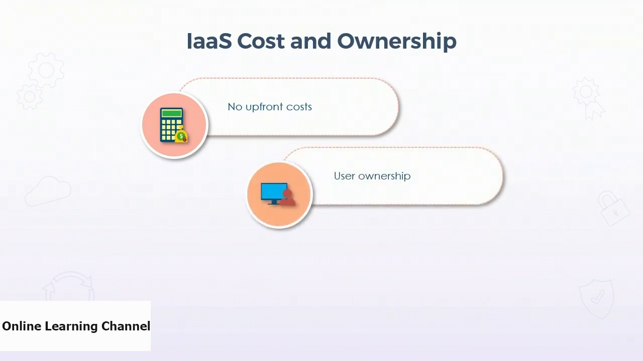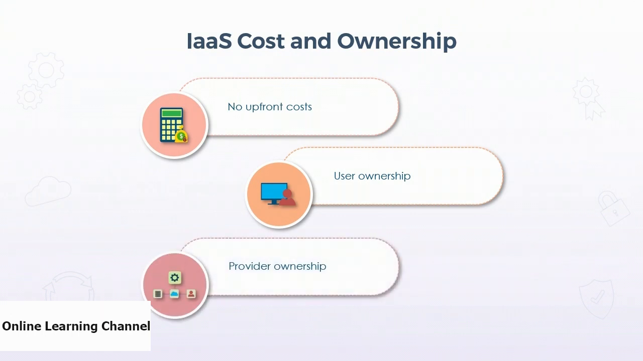User ownership. So you're responsible for installation, configuration, and management of your own software, your own operating systems, middleware, and application. You don't worry about the hardware type. And provider ownership. So the cloud provider is responsible to make sure that that underlying infrastructure, the virtual machines, the storage, the networking, that's all available for the user. So it's a separation of responsibilities.